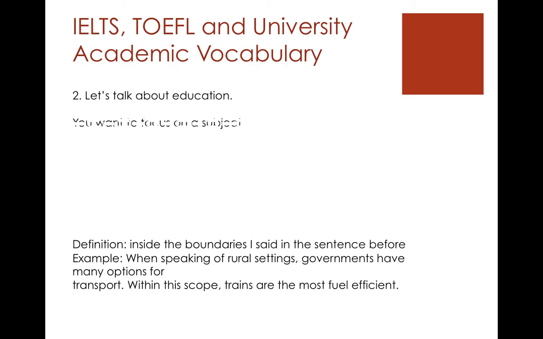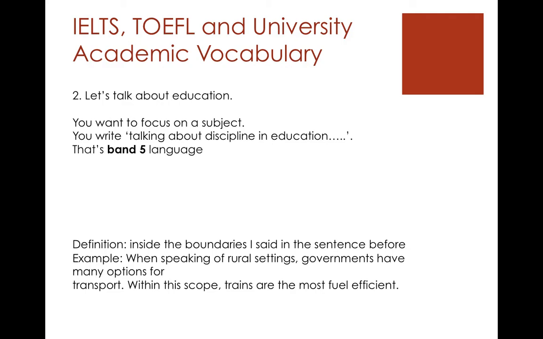So let's take a look at number 2. You want to focus on a subject. You write "talking about discipline in education." Now we know discipline means when students do things wrong, they have some sort of punishment or something that they learn, a way they can learn that it's not right. And that's band 5 language. It's not too bad, but we can do better.